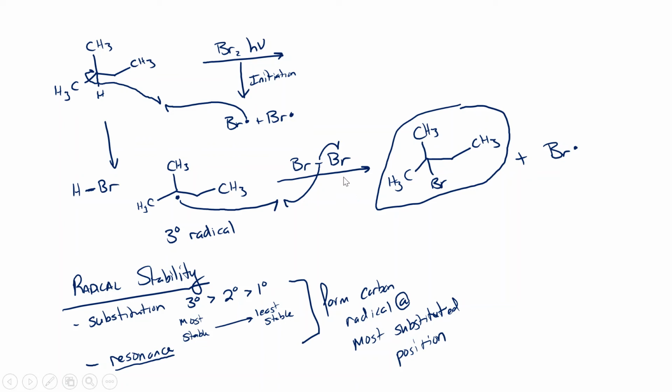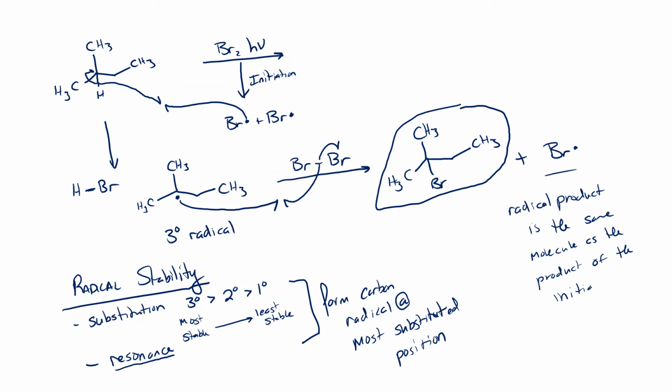Now, the cool thing about radical bromination is that the bromine radical product we make here is the same molecule as the product of the initiation step. So this bromine radical is the same thing that we use to start this whole reaction.